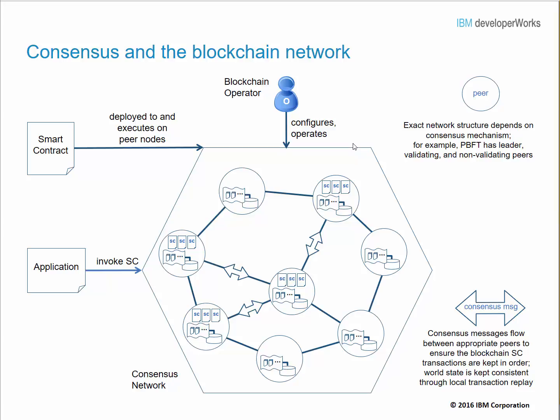But suffice to say at this point that we have our consensus network with nodes, we have applications that invoke smart contracts, and then we have the smart contracts themselves that are deployed to and executed on the peer nodes. As we talked about in a previous slide, the consensus mechanism uses messages between the peers in order to achieve consensus.